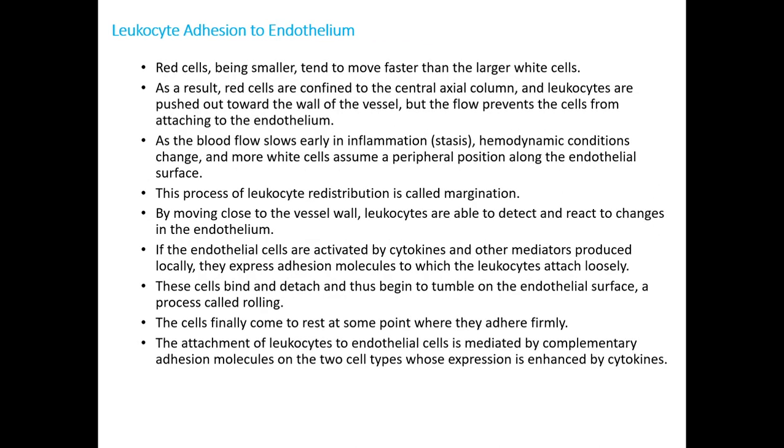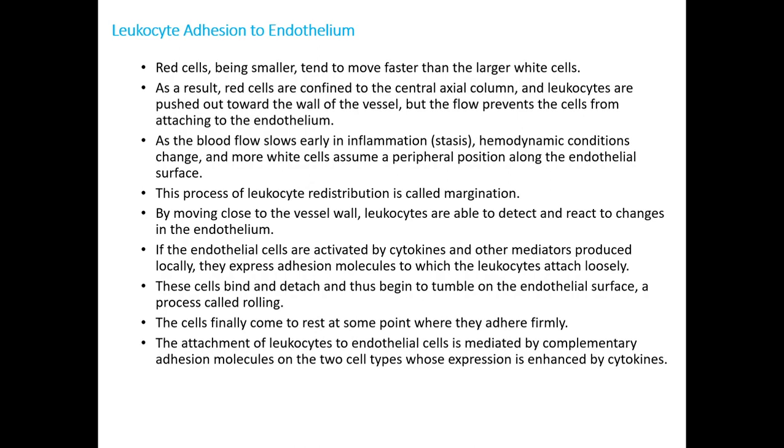Leukocyte adhesion to the endothelium, this is the first step. The red cells, being smaller, tend to move faster than the large white cells. This is normal. As a result, the red cells are confined to the central axial column, and leukocytes, because of their bigger size, are pushed out toward the wall of the vessel. But the rapid flow of the blood prevents the cells from attaching to the endothelium. All these are normal events.